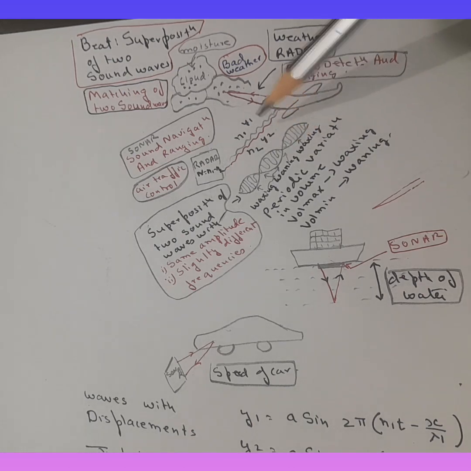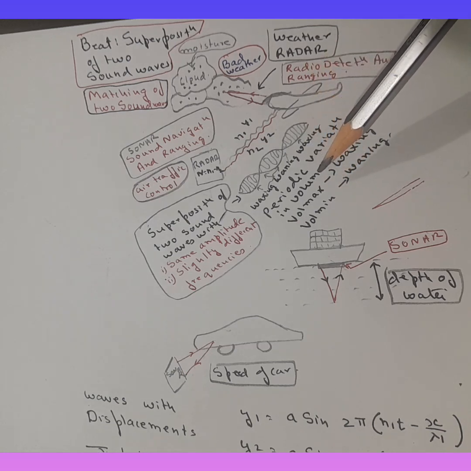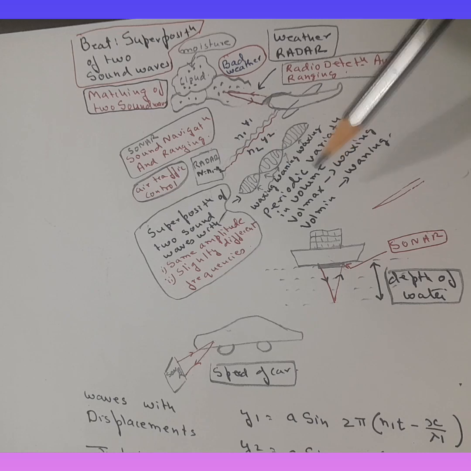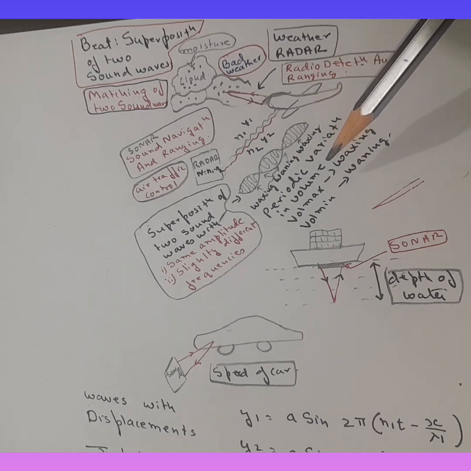So that is the reason why we hear the waxing and waning, that is volume maximum and volume minimum, as a result of the superposition of waves. Alright, and that is very helpful to us.